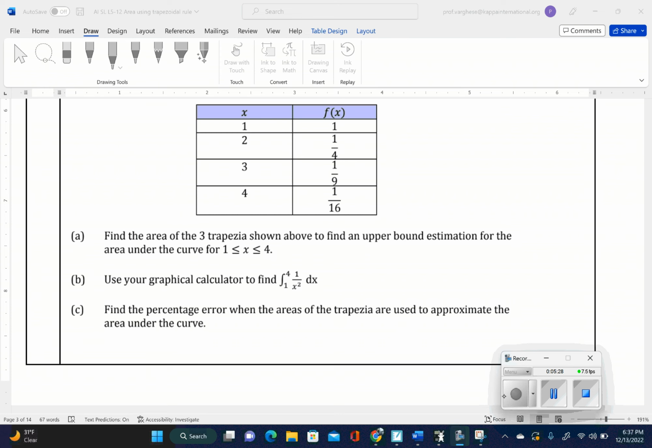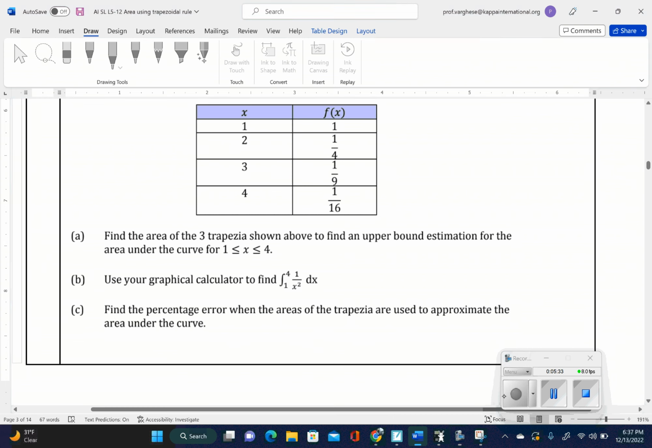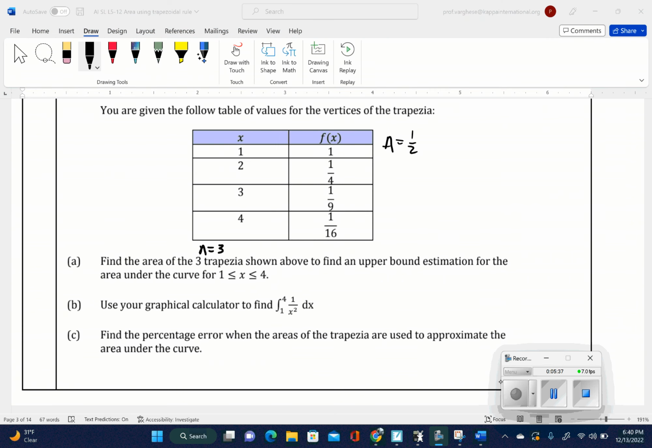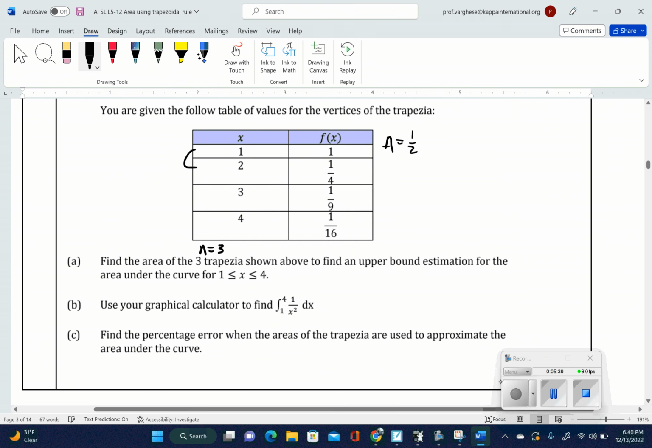So find the area of the three trapezia shown, right? So we know that n is equal to 3. All right, so now to find the height. So this is going up by 1 here. So my height of my trapezoid is 1.